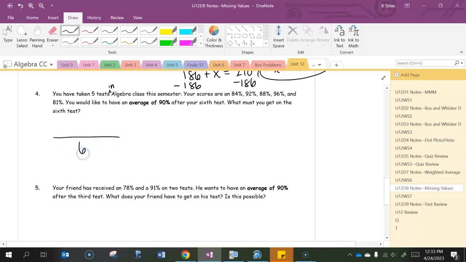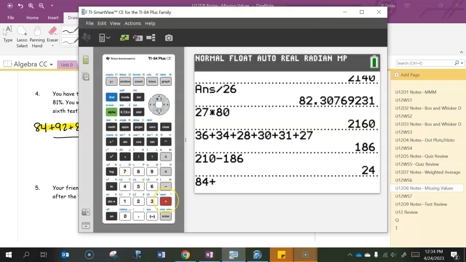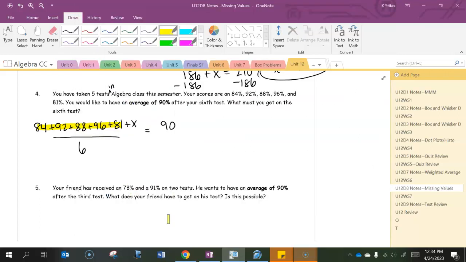So again, we're dividing by 6 because there are going to be 6 tests. We just have the scores for the first 5. Okay, so your 6th test is going to be plus x, and we want an average of 90. Okay, go ahead and add up these numbers. Okay, and that should give us a 441 plus x all over 6 equals 90.